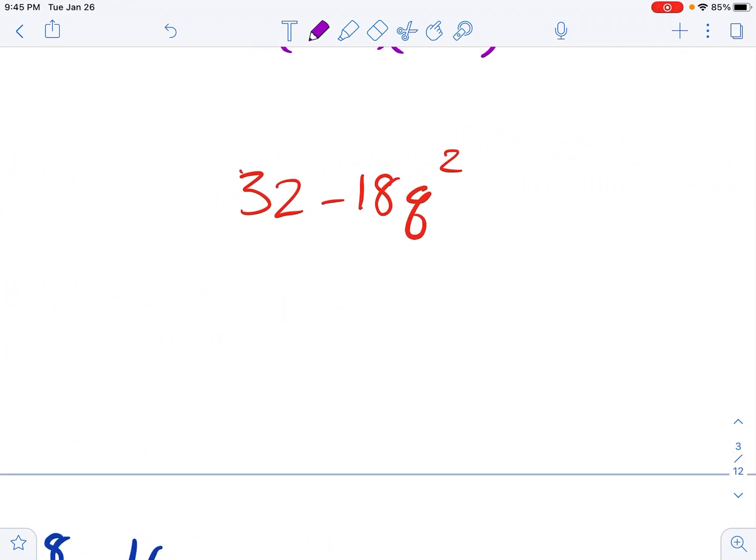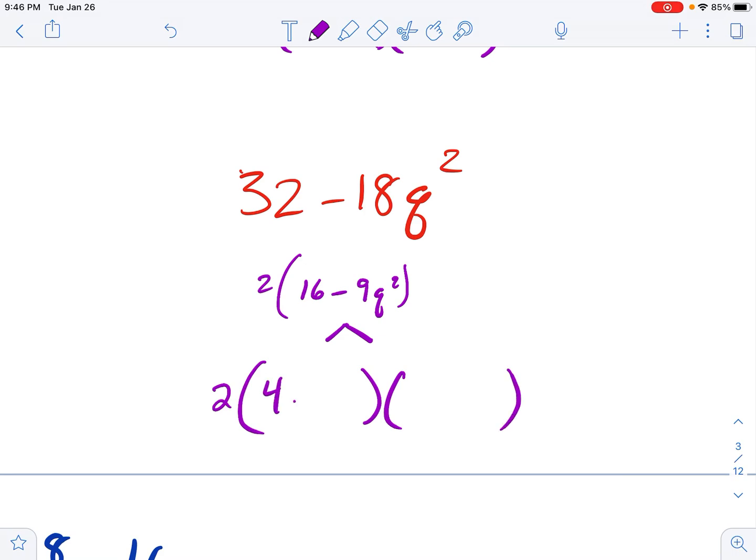Well, those don't look like perfect squares. This can't be a DOTS. It needs to be the difference. Okay, I got that, but it needs to be the difference of two perfect squares. Oh, okay, wait, let me see. I can't factor out a 4. What if I factor out a 2? 16 minus 9q squared. Oh, it is a DOTS, so now I need to factor this. So 2 times 4 minus 3q and 4 plus 3q.